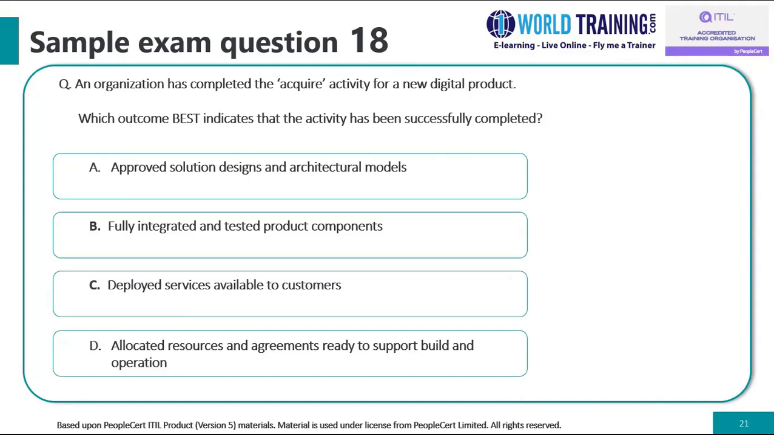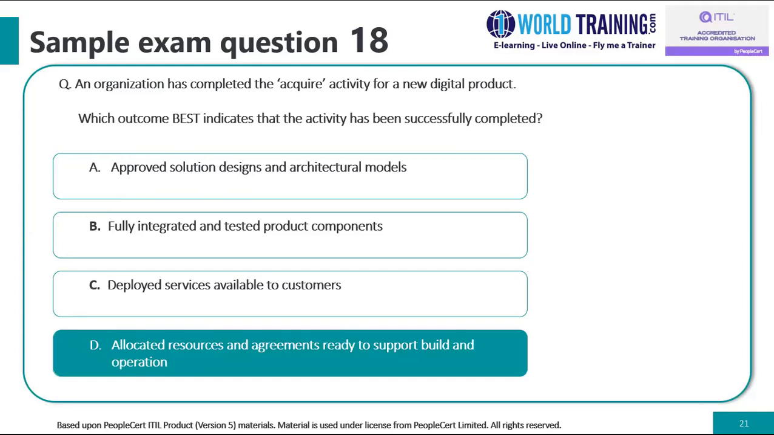The next one is a question on acquire activity completion. An organization has completed the acquire activity for a new digital product. Which outcome best indicates successful completion? Correct answer is D, allocated resources and agreements ready to support build and operation. The acquire activity is completed when resources and services have been secured and allocated and agreements are in place, enabling subsequent build and operate activities.